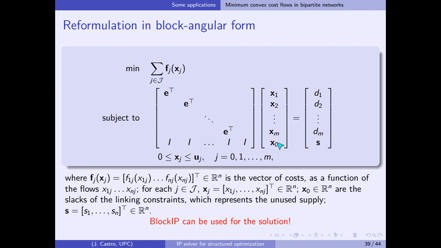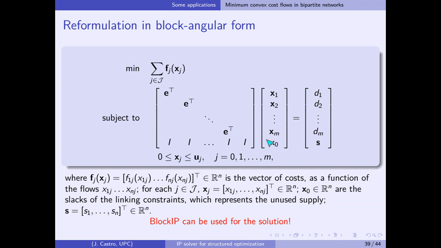Yes, I guess the question is about these slacks, okay? Yeah, of course. We consider a generic formulation where the linking constraints are inequalities. So the sum for all the blocks plus some slack is equal to the right-hand side. In the case of equalities, we have no slacks.